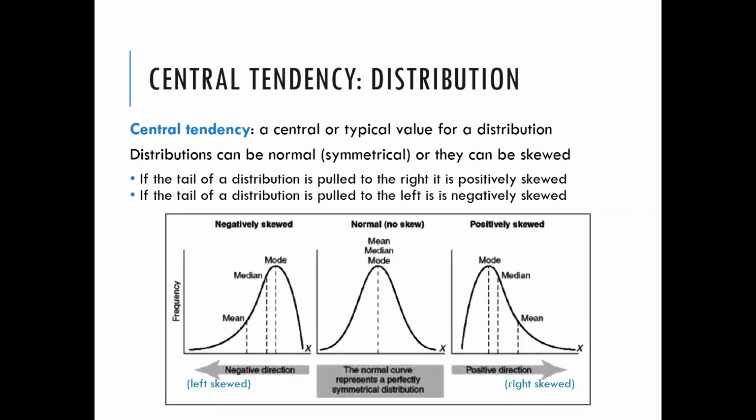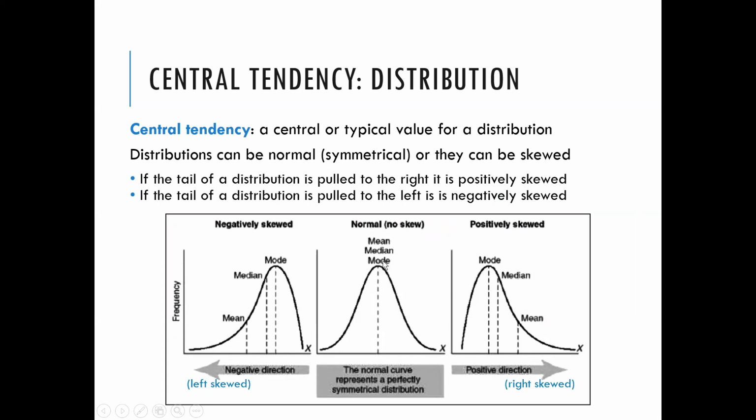So if you notice from our distribution, it looks like a bell curve, right? Not perfectly, but it's a nice little bell curve. So in all distributions, there's this central tendency, and that means there's a central or typical value for a distribution. And when we have a normal distribution, or a distribution that is perfectly symmetrical, our mean, median, and mode are all the same. And if you remember from lecture 1, the mean, median, and mode are all measures of central tendency.